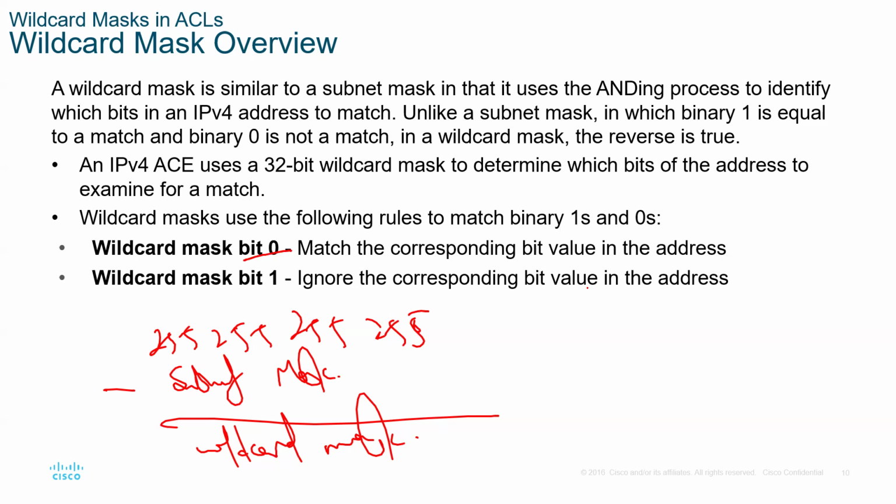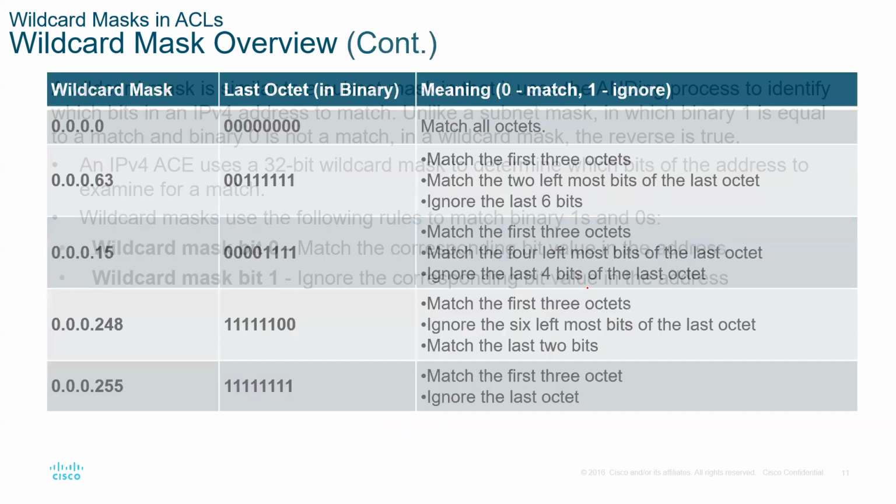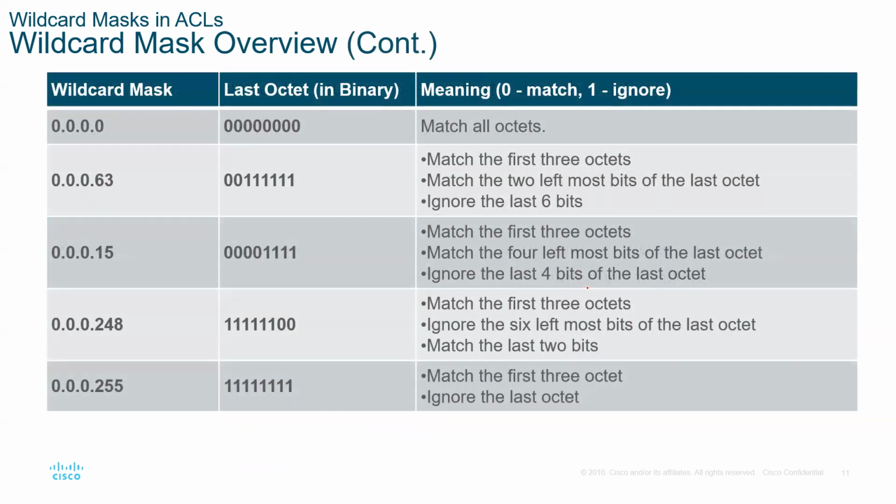Bit 1 basically means ignore. My examples will probably explain this better. So if you have a wildcard mask in a quad 0, this basically means match the octets.